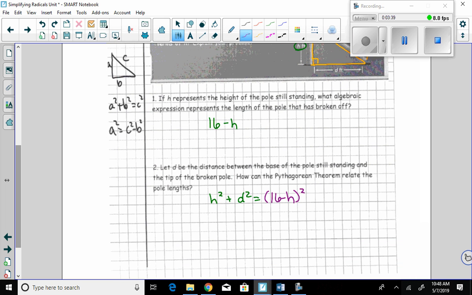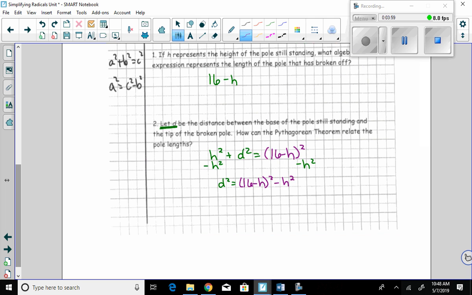Well, I want to solve for D. D is what I'm looking for. I've got to figure out what that is. So I'm going to subtract the H squared to the other side. So now I have D squared is equal to 16 minus H quantity squared minus H squared. Well, I could work this out and play around with it a bit, couldn't I? So let's see here. 16 minus H squared is 16 minus H times 16 minus H.